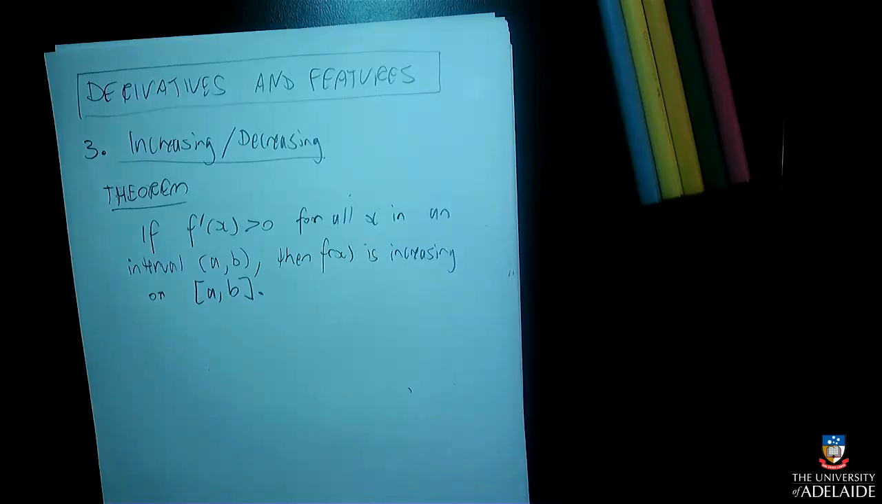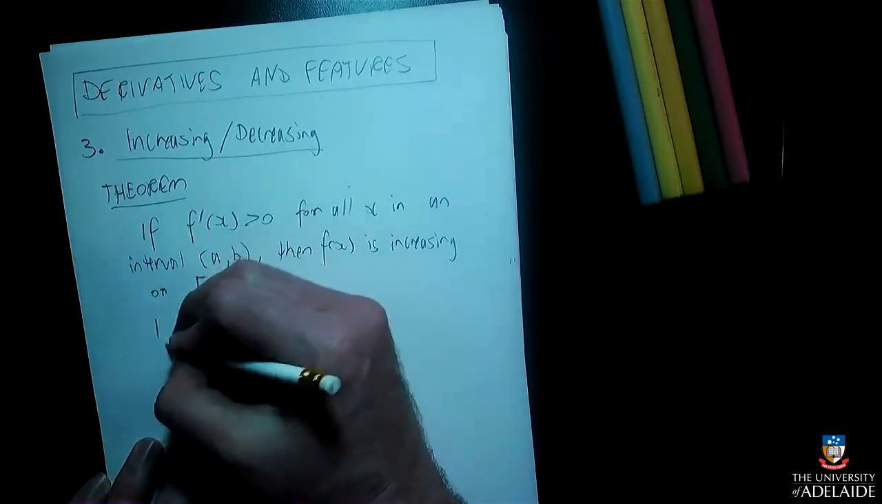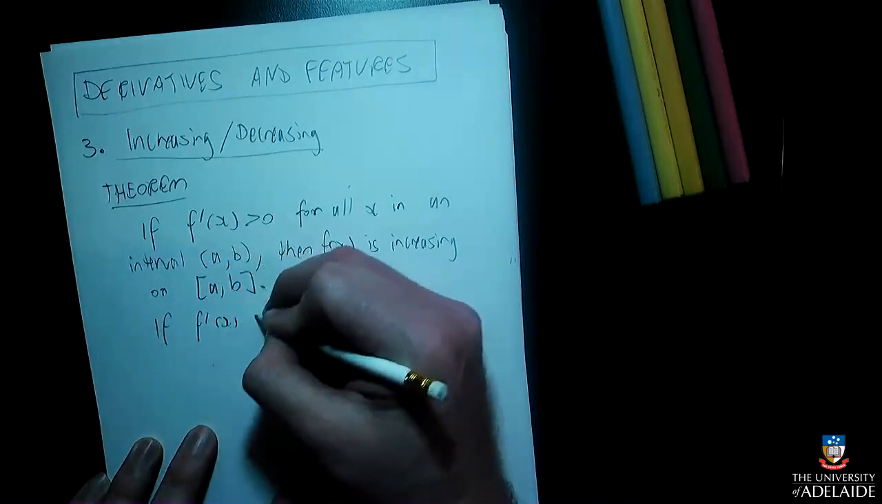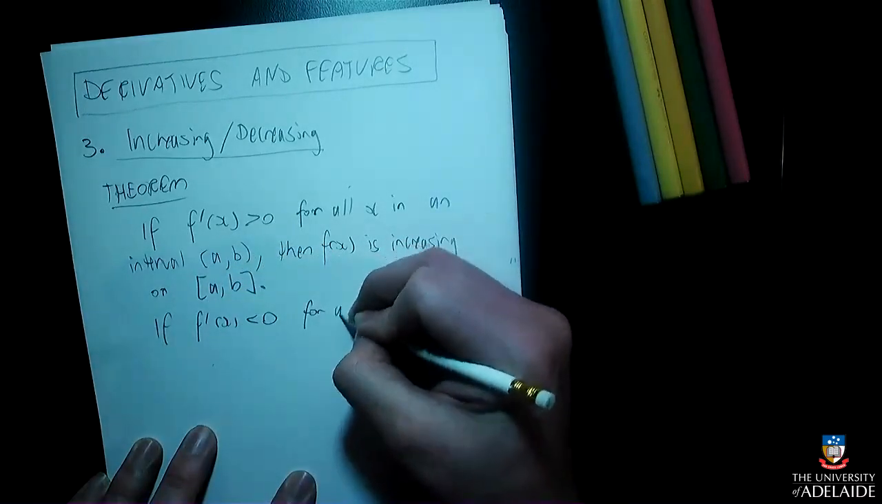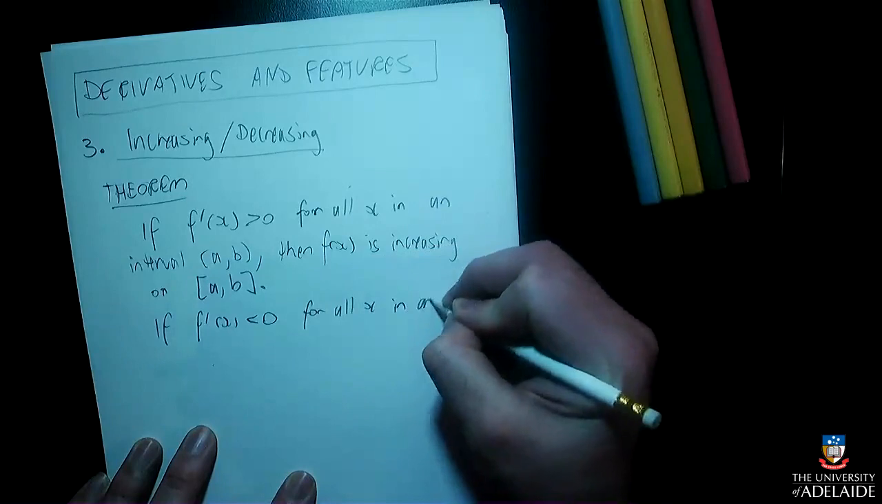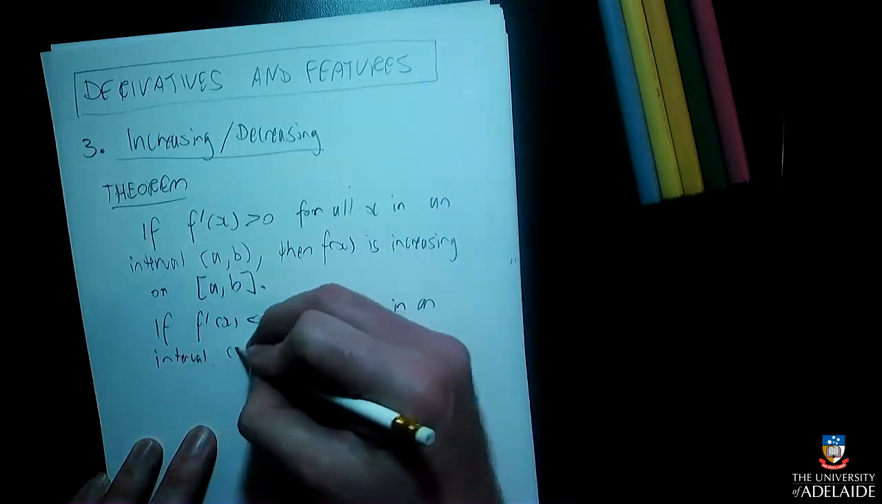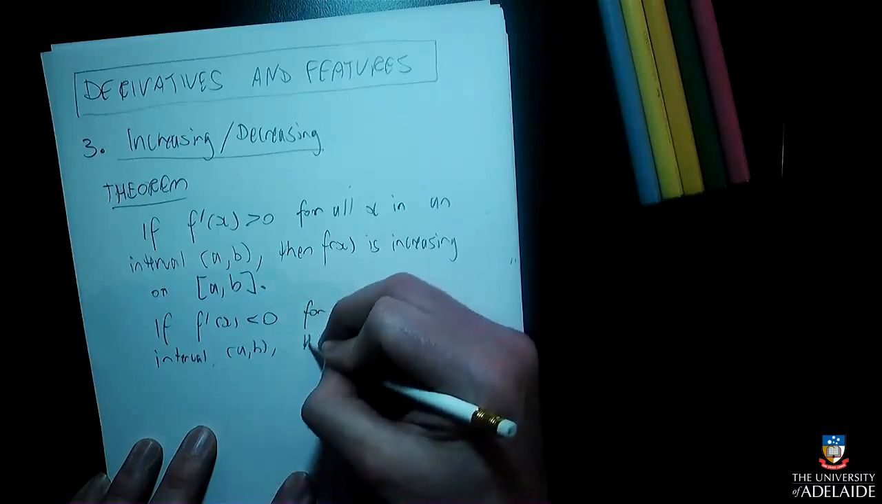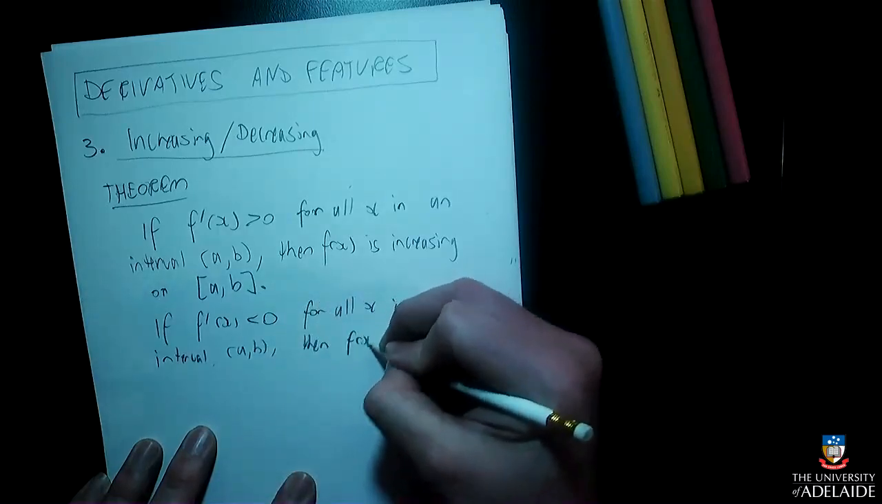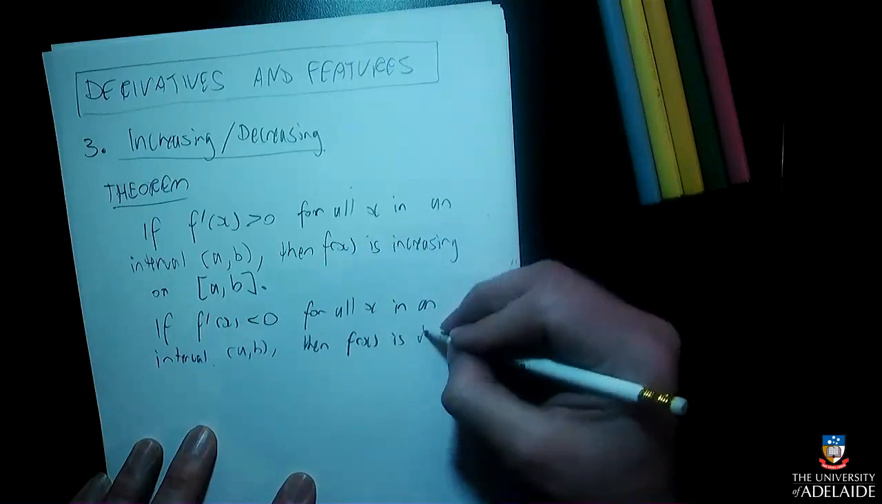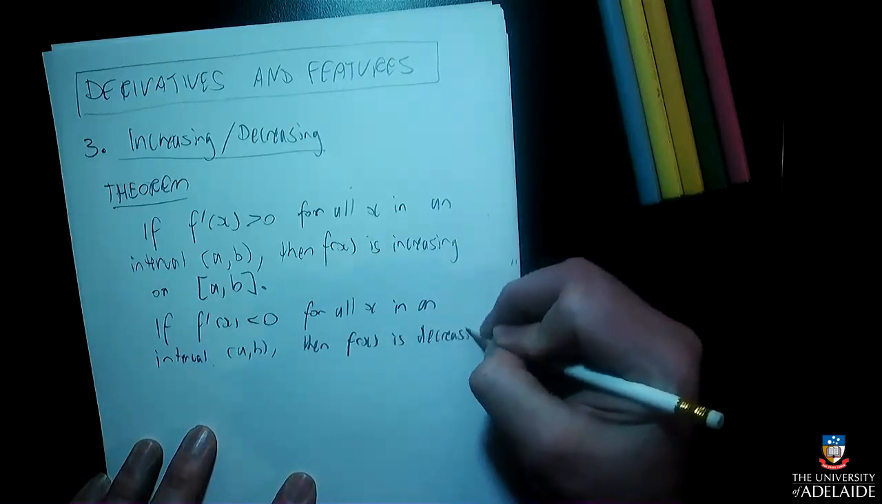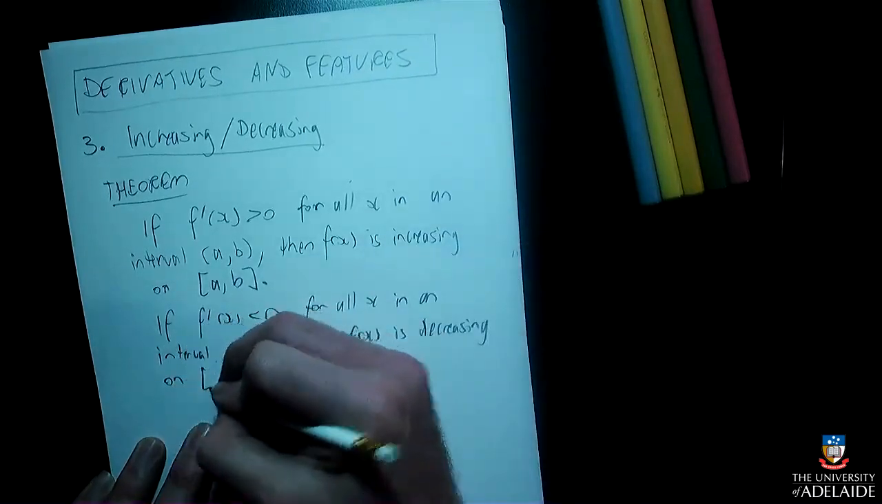to the edge. Okay? And if f'(x) is less than 0 for all x in an interval (a, b), then f(x) is decreasing on the interval from a to b.